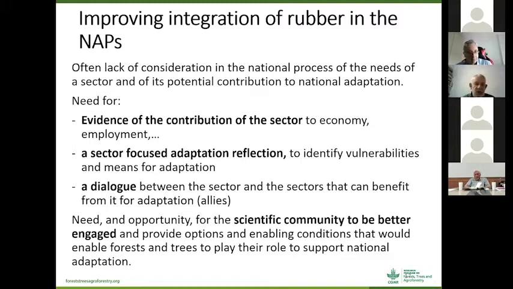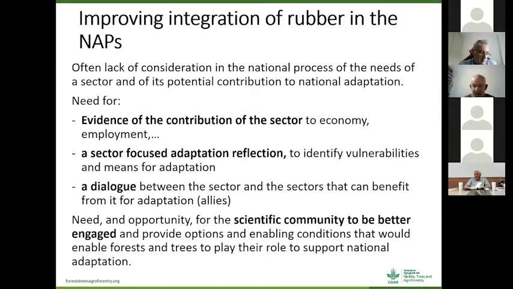And we need also a dialogue between the sector and other sectors that might be interested. The industry, but also the water sector, cities. And finally, and this is so important, there is a need and great opportunities for the science community to be engaged and provide options and enabling conditions.